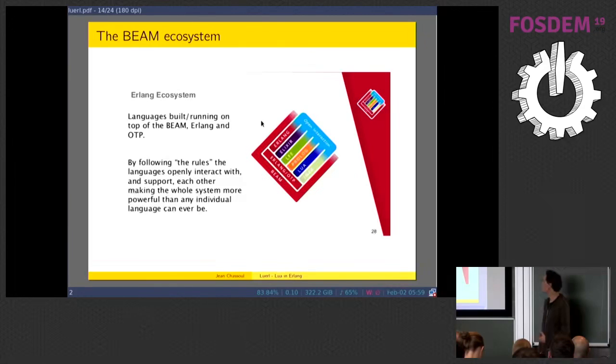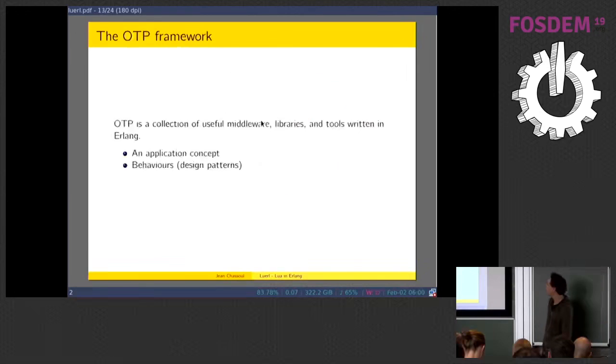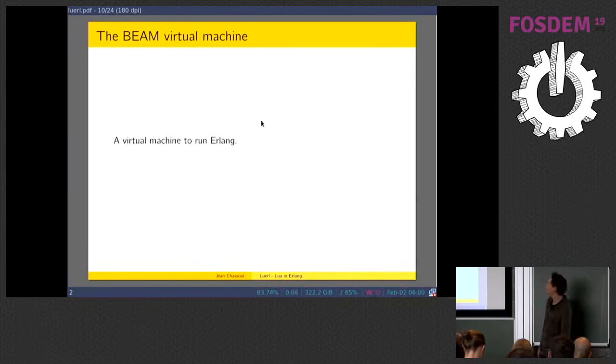In this environment, we have what we call the BEAM ecosystem, which are different languages that are built to live inside and interact with Erlang and OTP, and the BEAM at the lowest level of the infrastructure, that again is just a virtual machine to run Erlang.